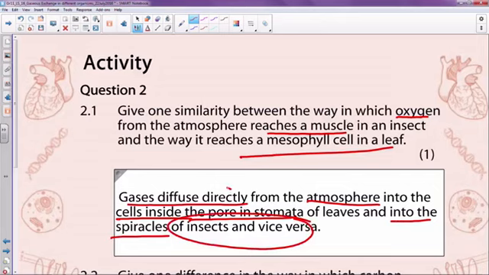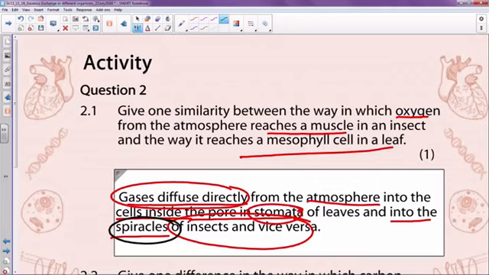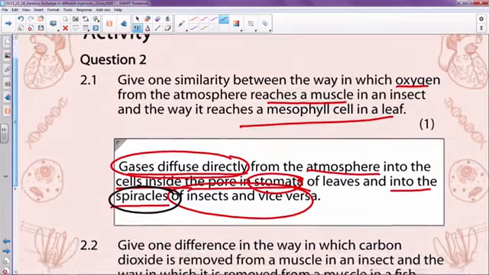So it's through diffusion that they travel directly. In the leaf it travels through the stomata, whereas in an insect it travels through the spiracles, which are the openings that we've discussed. So here we're seeing the similarity in which they travel: through pores and through a system of tubes that carry them to the cells that require them.